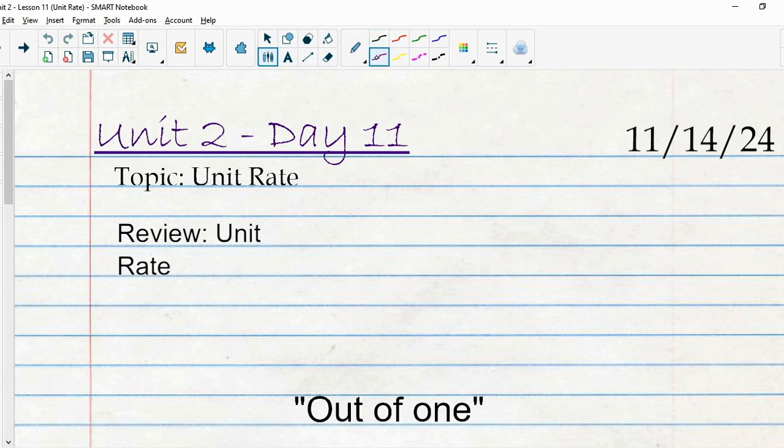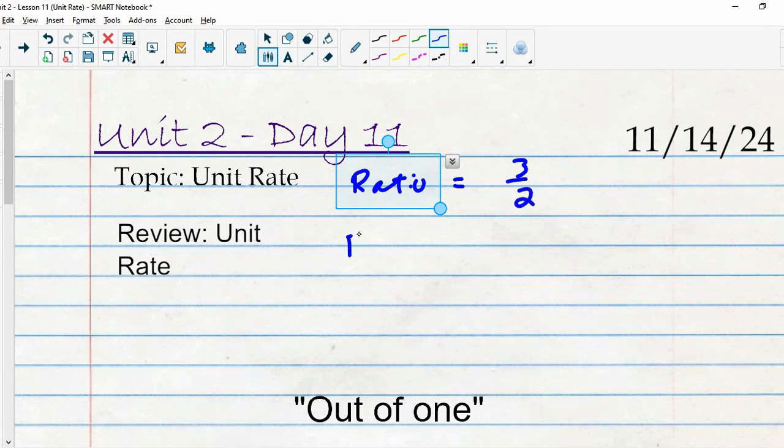So what's a unit rate again? Okay, let's review very quickly. Here's what we know so far. A ratio is basically two things together, like 3 to 2, right? A proportion is two equivalent ratios, so 3 to 2 and like 6 to 4, right?